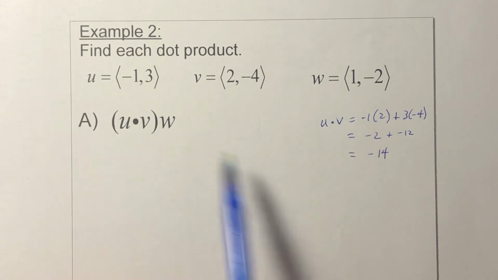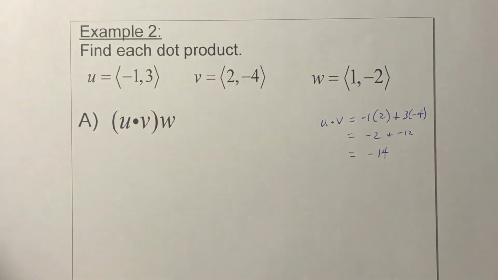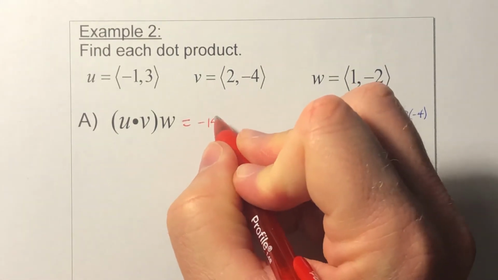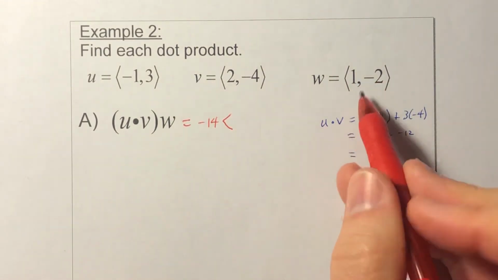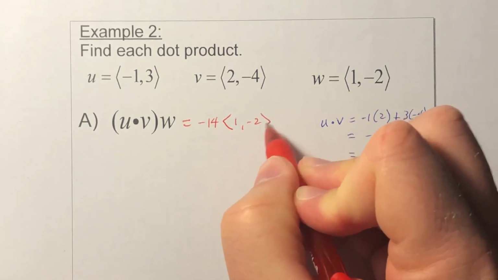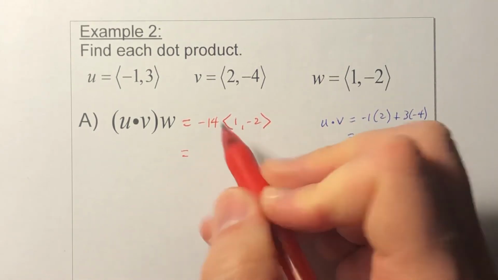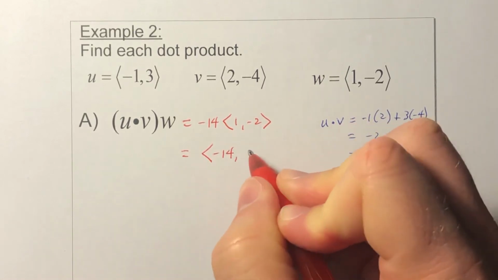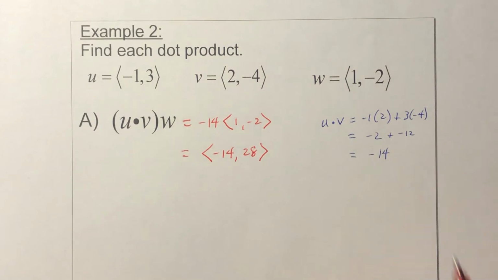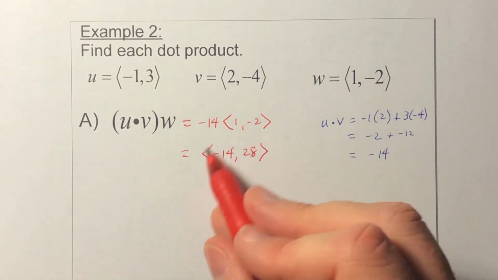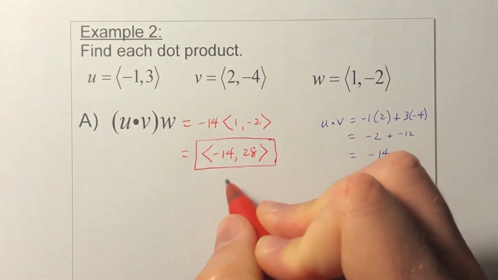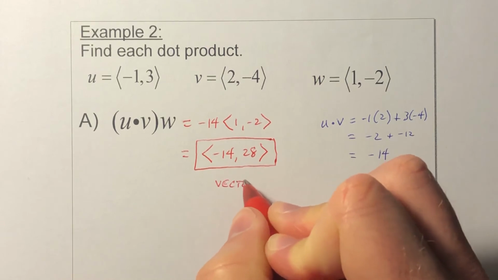Now we're going to take that answer times w. We found u times v on the side, -14, and we're going to take that times w. In this case, we have to distribute. That's going to give us <-14, 28>. So that's your final answer. Because it's in component form, our final answer is a vector. So make note of that.